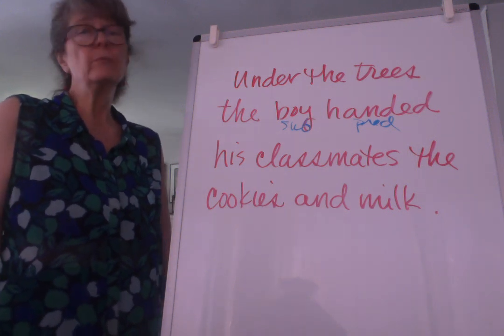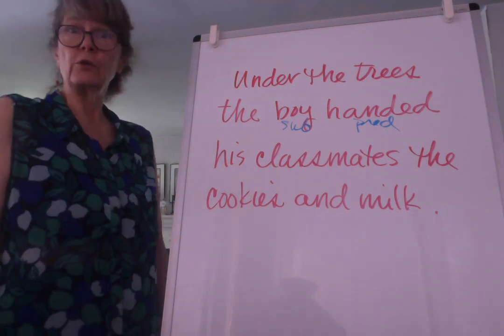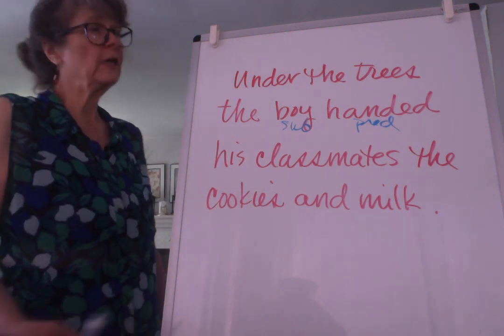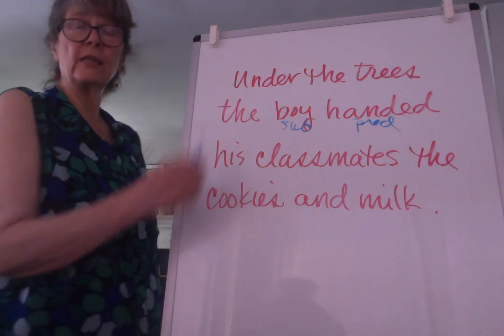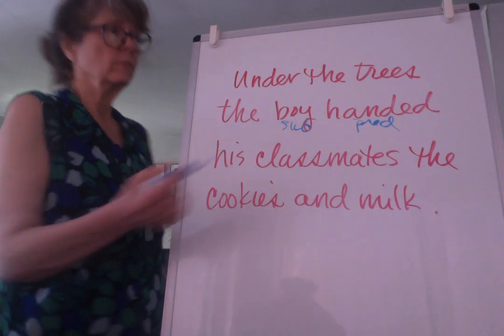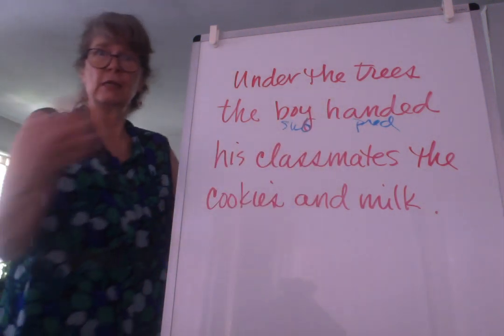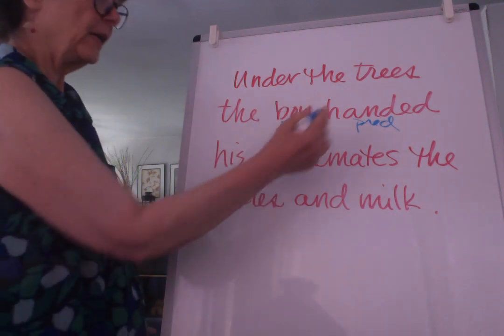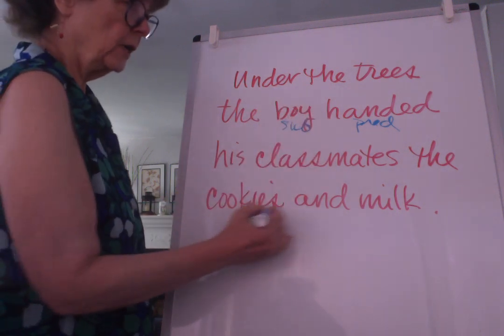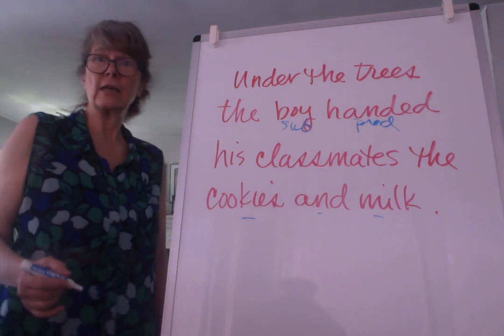There might be, sometimes is, sometimes not, a direct object. So if there's a direct object, we'll find it by doing this. Say the subject, say the predicate, and ask what? Boy handed what? Boy handed, not his classmates, he didn't pick them up and hand them, right? But he handed the cookies and milk. That's what he handed his classmates.